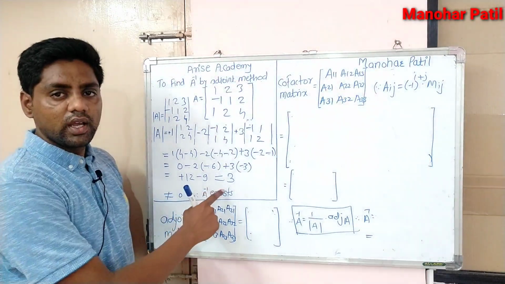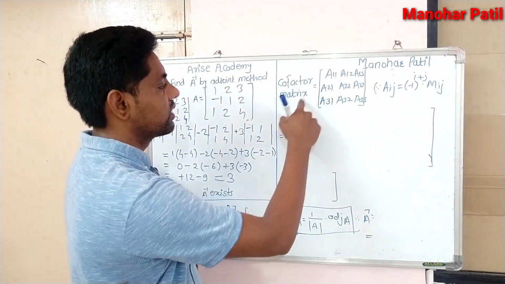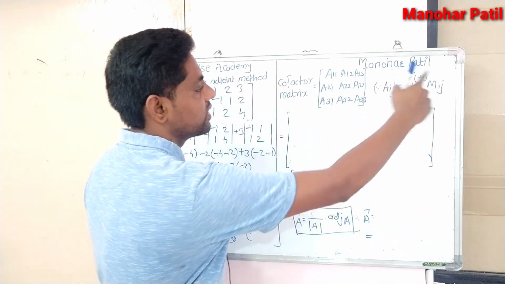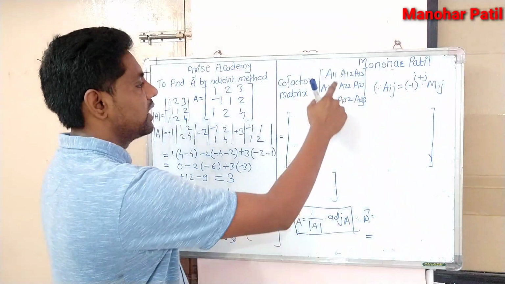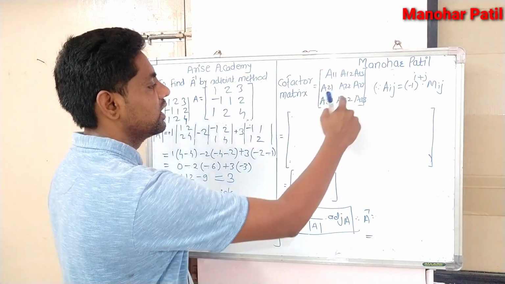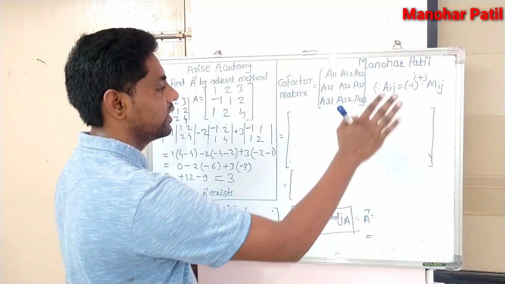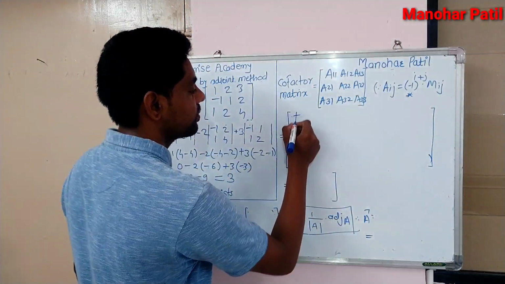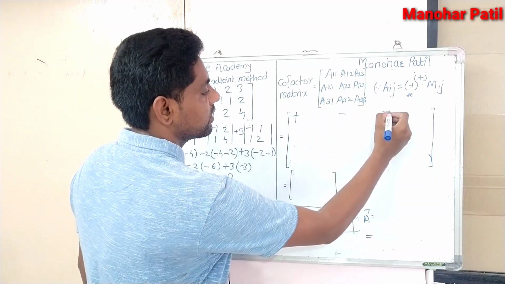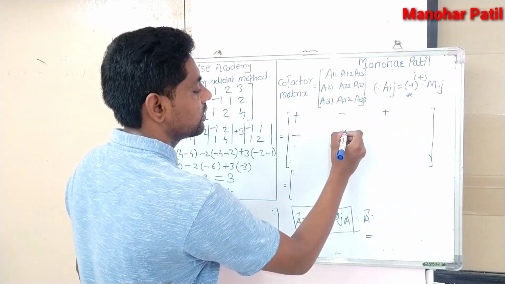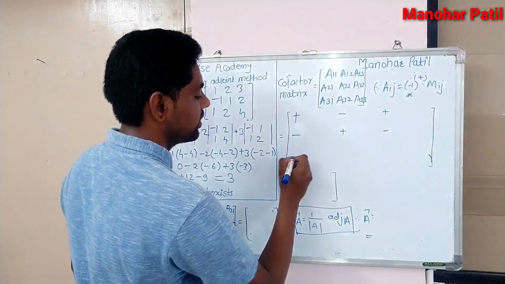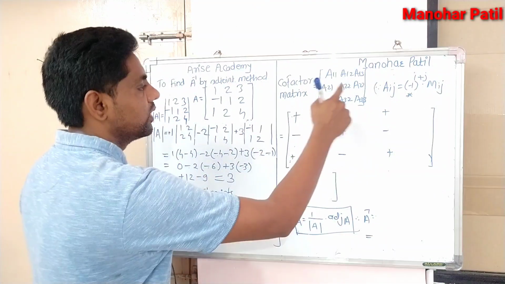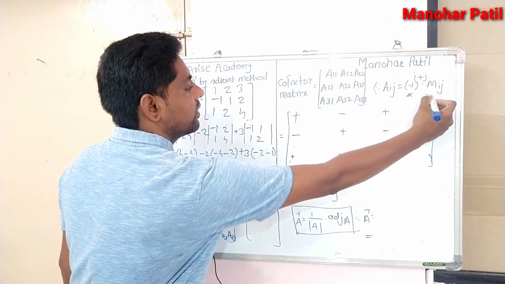Therefore A inverse exists. So we know that the cofactor matrix is first row, second row, third row. By using this formula we find out the value of each cofactor element. So first of all we write the sign convention. So first plus, then minus, plus, minus, plus, minus, plus, minus, plus. Then we find the minor of each element.